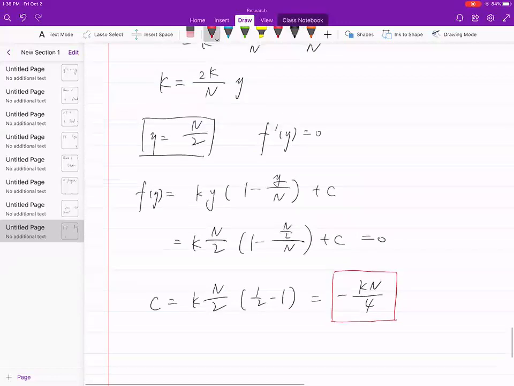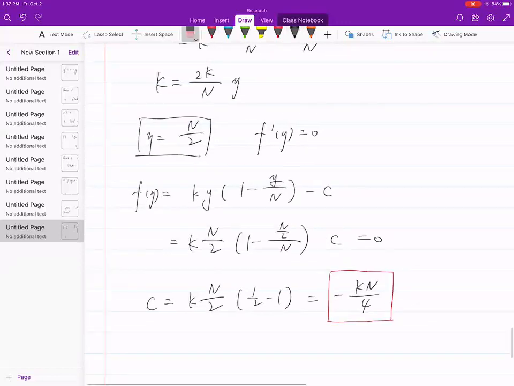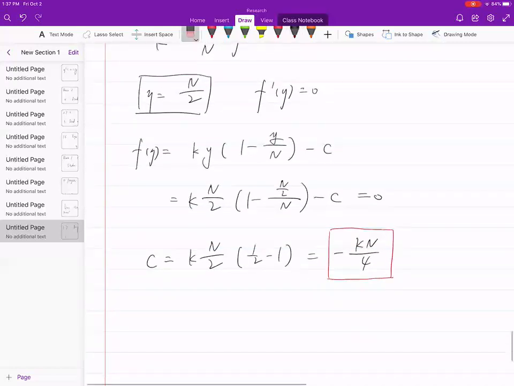Somehow something is wrong. What is wrong? The reason is because this was originally minus. Now you have something positive.